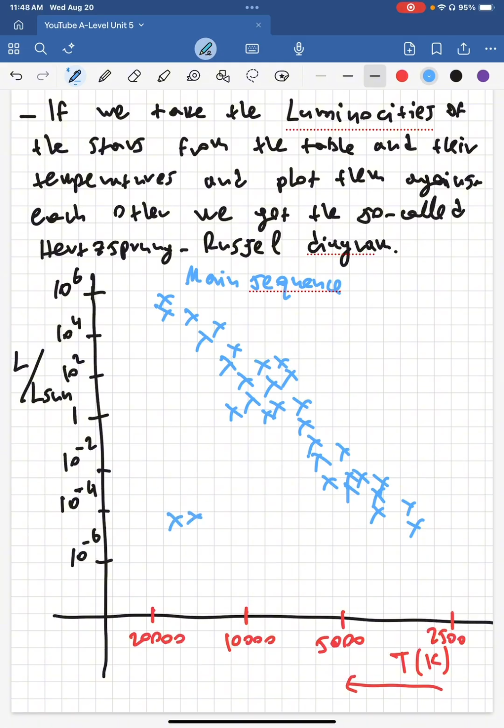Over here we have really, really hot stars in terms of temperature, but not very luminous. You see that their luminosity is 10 to the minus 5 the luminosity of the sun, so these are not really bright stars. So these are the white dwarfs. Again, we will talk about this in a moment. Then all the way over here we have stars that are kind of cold but very luminous. So these are the red giants.